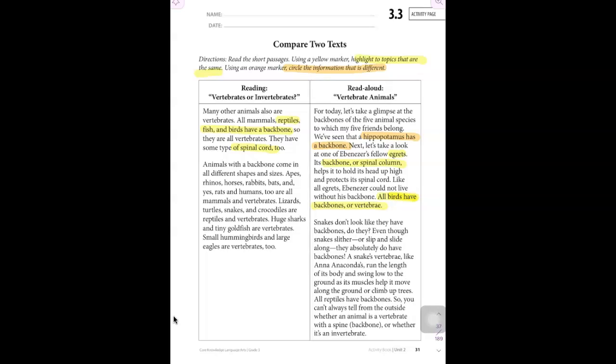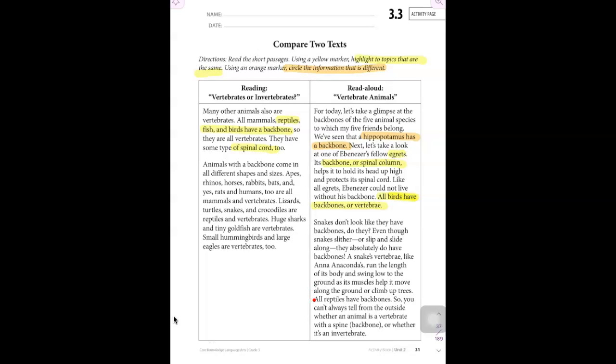All right, let's keep going. Snakes don't look like they have backbones, do they? Even though snakes slither or slip and slide along, they absolutely do have backbones. A snake's vertebrae, like anacondas, run the length of its body and swing low to the ground as its muscles help it move along the ground or climb up trees.